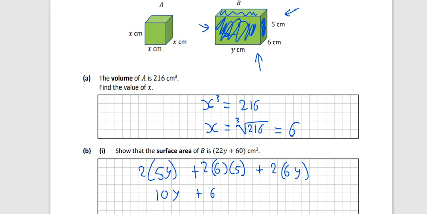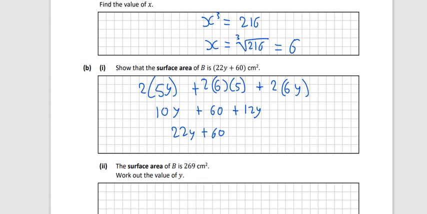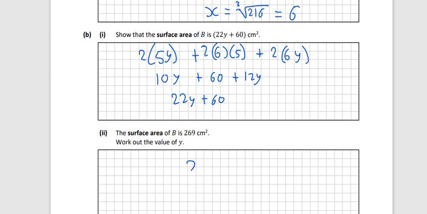plus 60, and then 2 times 6y is 12y. So 22y plus 60 when we combine the like terms. And that's what they wanted us to get. The surface area of B is 269. Therefore, we're going to let that 22y plus 60 be equal to 269.